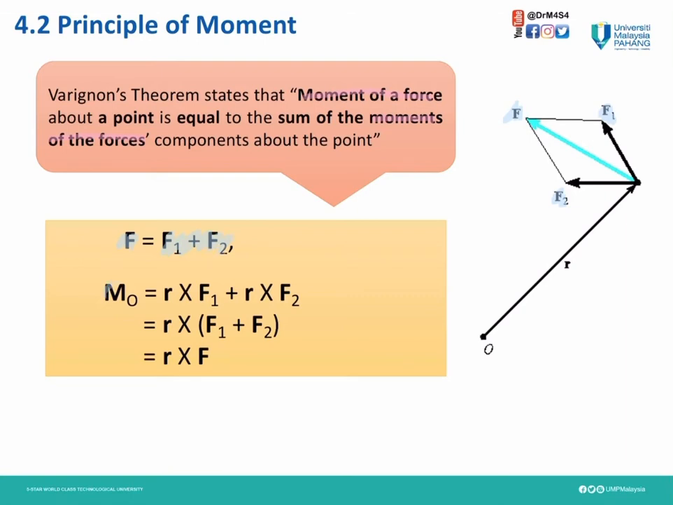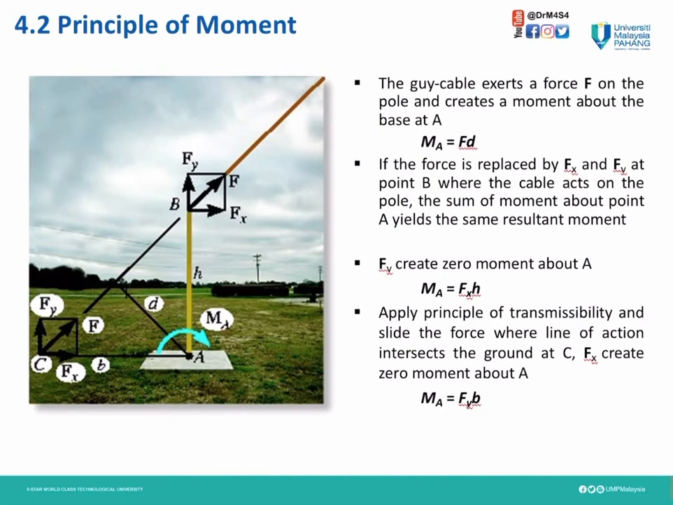For the moment at O, it can be defined by the distance R to the force F1, which is R times F1 plus R times F2. And we can simplify, then we will get MO is R times F. So this explains Varignon's theorem. Take this as an example for the principle of moment.